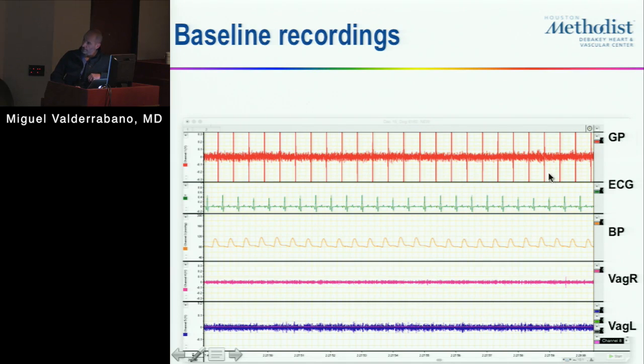You see a P wave. Okay, so this signal here is the P wave. What you see in the background is either noise or nerve activity, and it's very hard to tell them apart. This is simultaneously the EKG, just to show that these deflections here correspond with the P wave, blood pressure, and then the right and left vagal nerves. So then we start apnea.